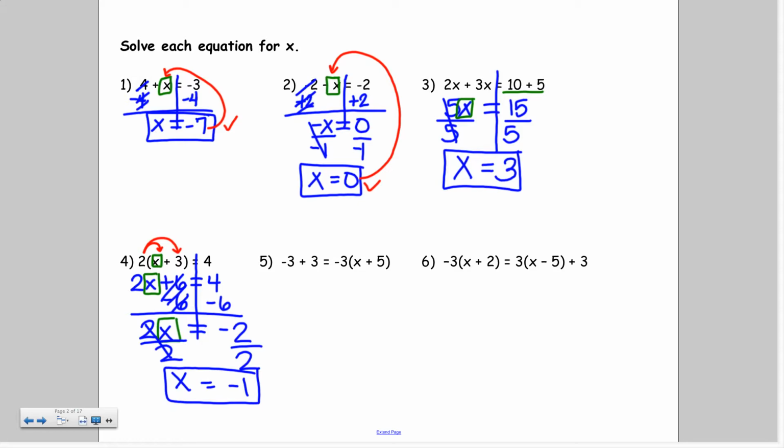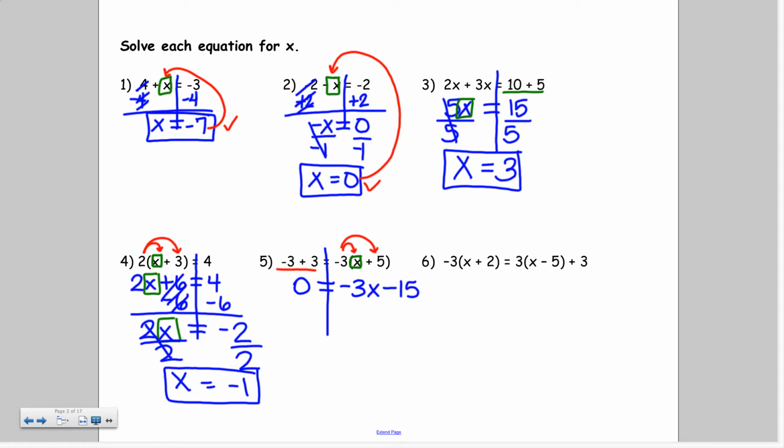All right, number 5. Same process. We want to get x by itself, but we've got some things going on each side of our line. So we need to distribute this negative 3 over here, and then we need to combine like terms on this side. So negative 3 plus 3 is 0, and then negative 3 times x is negative 3x. Negative 3 times a positive 5 is a negative 15.